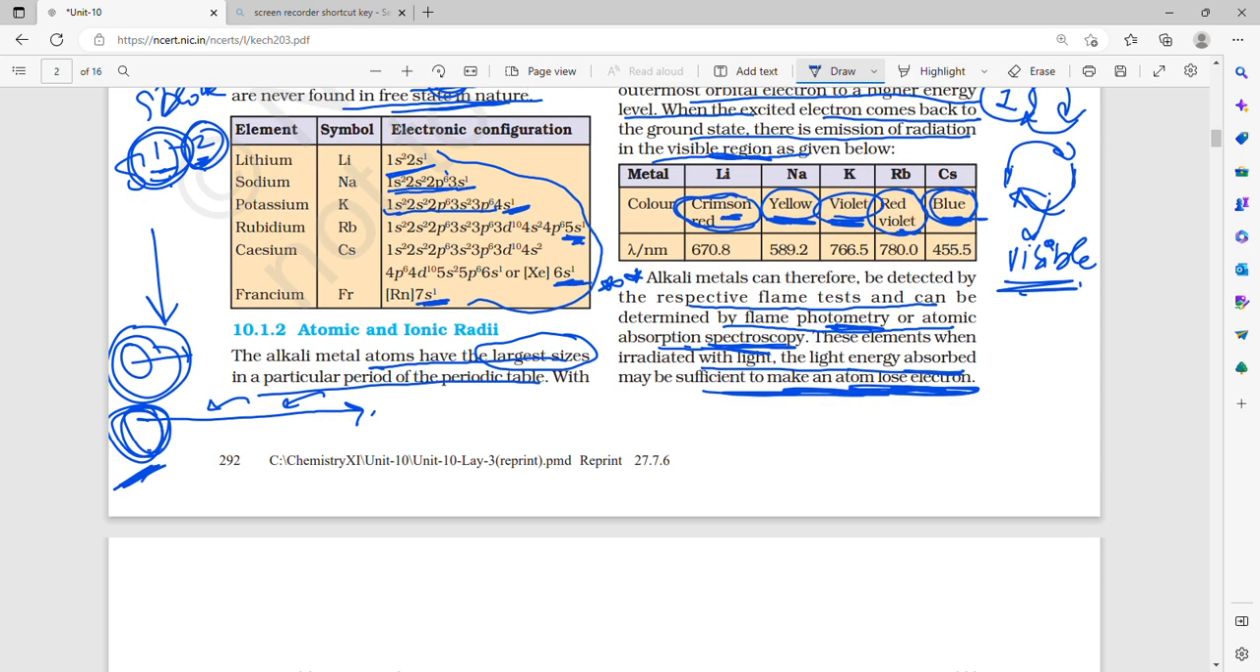Alkali metals can be detected by their respective flame test. So we know that lithium's flame test gives crimson red, sodium gives yellow, potassium gives violet, rubidium gives red violet, and cesium gives blue color.